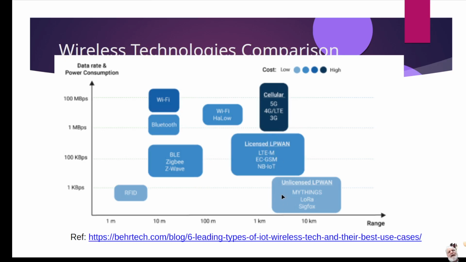Usually you can go several miles with cellular, but the problem with cellular is it's licensed, which means that you have to pay a cell phone carrier to use that. But some of these that I mentioned before, like LoRa, use what's called unlicensed frequencies, and so they're low cost, and they can actually still go up to, say, 10 kilometers, which is over 6 miles. So it just gives you a demonstration.